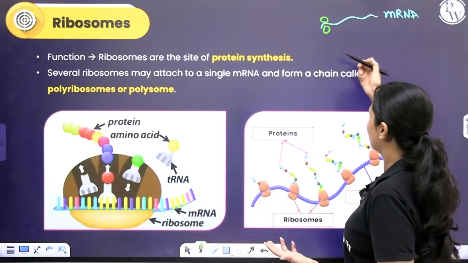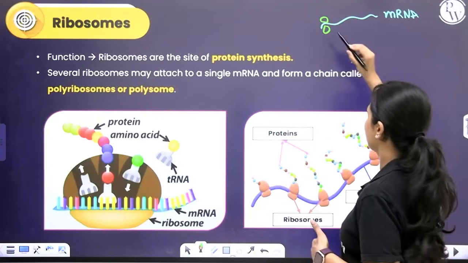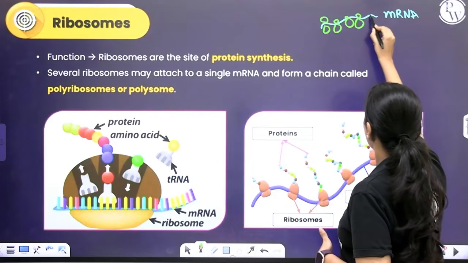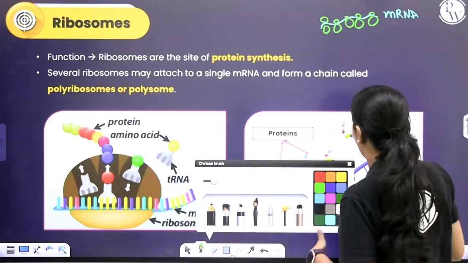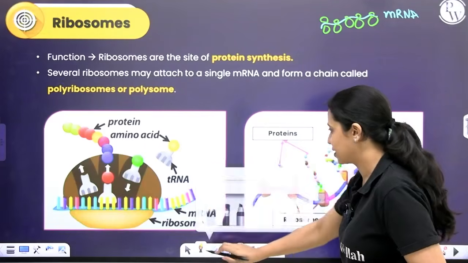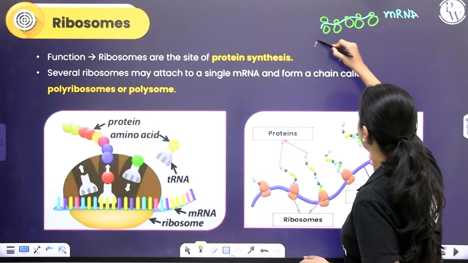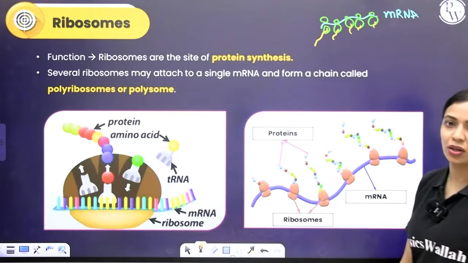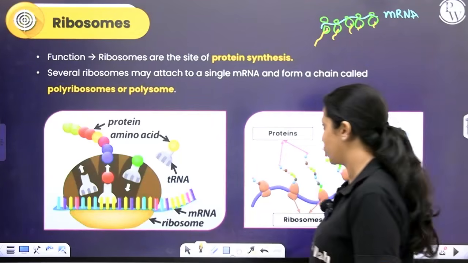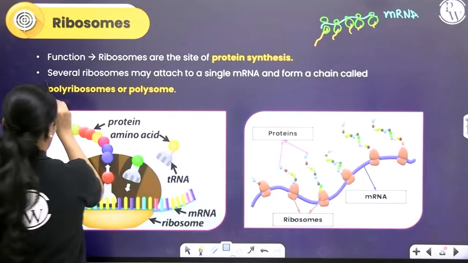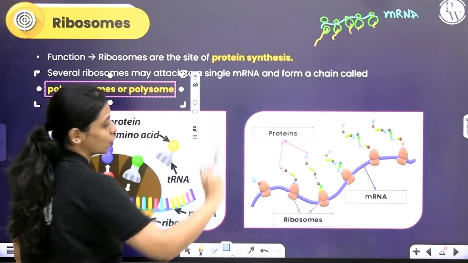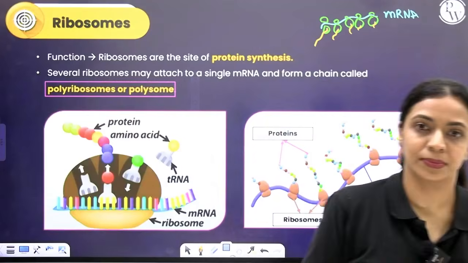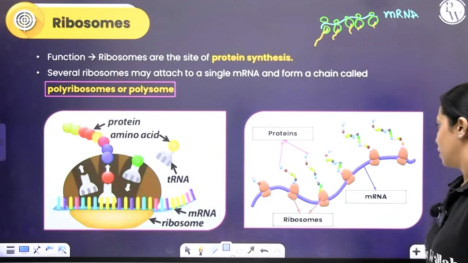It is possible that sometimes one single mRNA is being read by so many ribosomes, and all of these ribosomes are simultaneously synthesizing proteins. Such a structure is called a polysome or polyribosome. Poly means many. Many ribosomes attached to one same strand of mRNA, that is called a polysome. Okay?